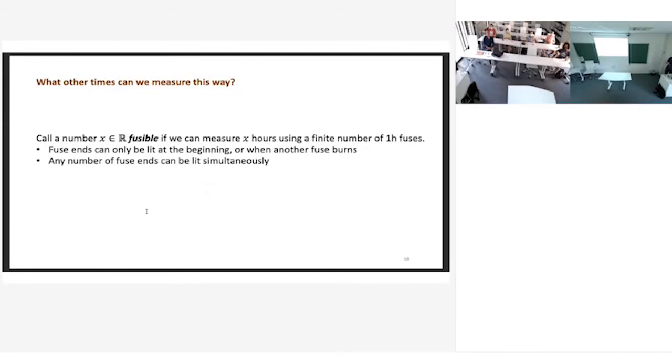Suppose you have a finite collection of fuses that all of them burn for 1 hour, and the rules of the game are that you can light the fuse ends at the beginning, or at the moment another fuse completely burns, and at every instant in which you are allowed to light a fuse, you can light as many fuses as you like at the same instant.